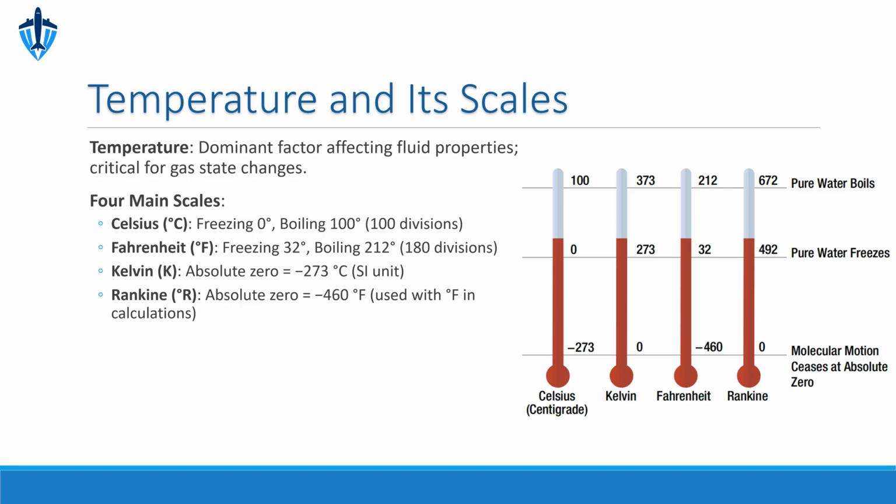Always confirm which scale you're using. Conversions are straightforward. Multiply Celsius by 1.8 and add 32 for Fahrenheit. Reverse it with subtract 32 and multiply by 5/9. Add 273 to Celsius for Kelvin or 460 to Fahrenheit for Rankine. These relationships are critical in technical work. Refer to the figure for a clear visual alignment.